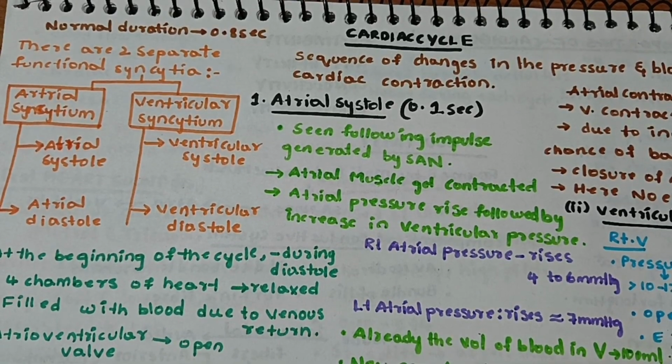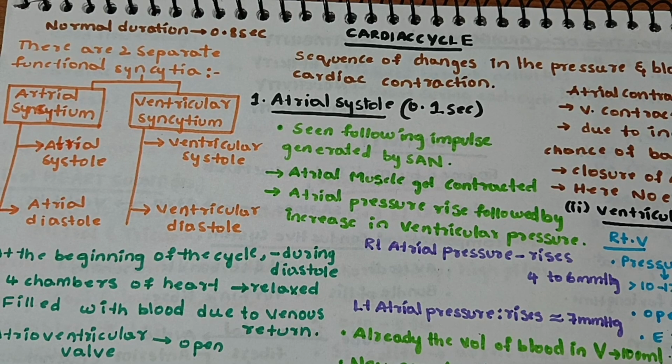Today we are going to discuss the cardiac cycle. So what is the cardiac cycle? It is the sequence of changes that occur in the pressure and the blood flow between one heartbeat and another heartbeat. That is called the cardiac cycle.